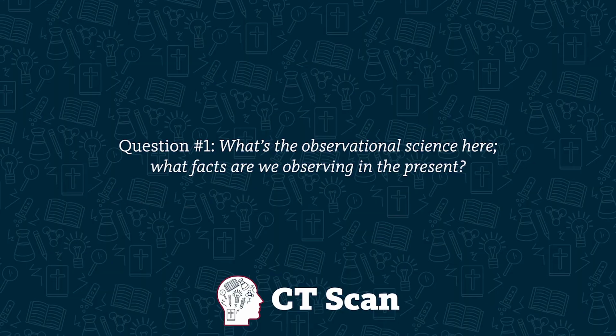Is that true? Well, let's think about it by using a few questions which can always help with separating fact from interpretation. The first question is, what's the observational science here? What facts are we observing in the present? In this case, we're observing the forelimbs of different mammals, and we can see that their bones show some similarities.